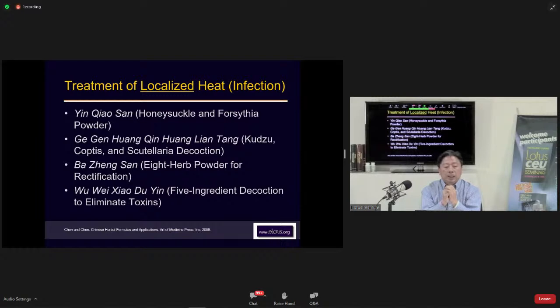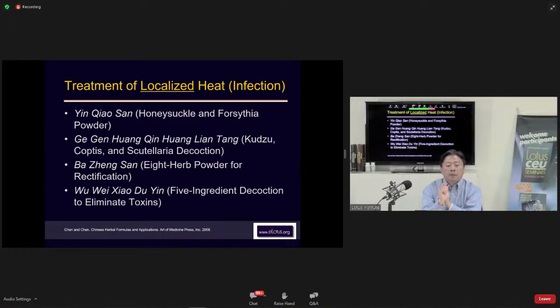葛根 is Puaria or Kudzu, Huangqin is Scutellaria, and Huanglian is Coptis. So this is a formula for treating damp-heat affecting the intestines. In other words, patients that have traveler's diarrhea, dysentery, or gastroenteritis, basically damp-heat affecting the intestines.